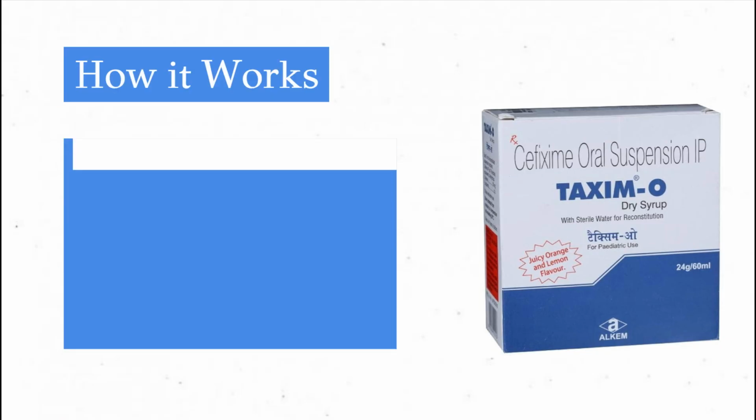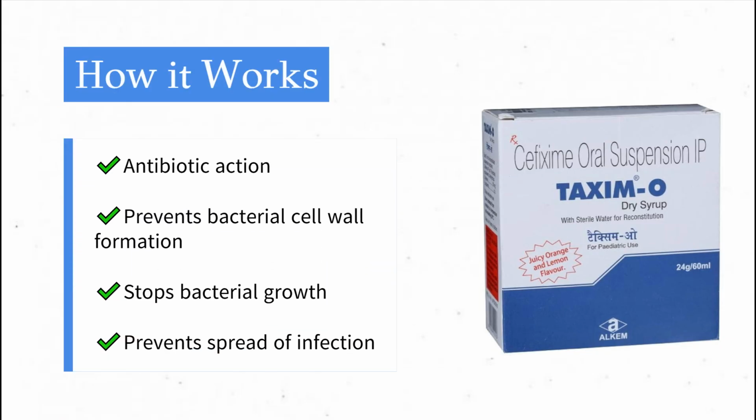How it works. TAXIM O Dry Syrup is an antibiotic that works by preventing the formation of the bacterial protective covering, also known as the cell wall. This covering is essential for the survival of bacteria. By blocking its formation, the medicine stops the bacteria from growing and prevents the infection from spreading.